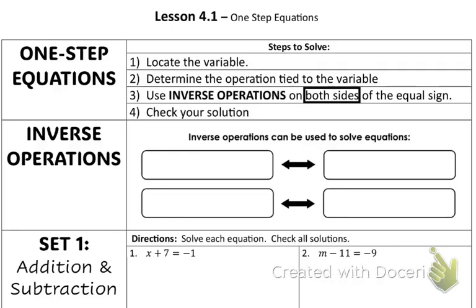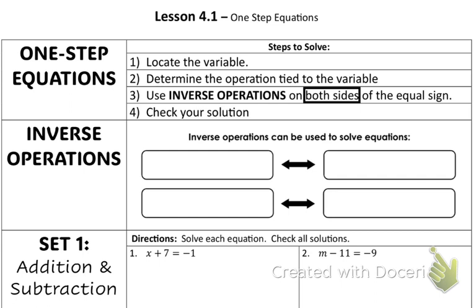One-step equations. Your job is to locate the variable. And as a reminder, a variable is just the letter. It's the letter we don't know the value of. So that's what a variable is. It's a number that we don't know the value of right now. So we're going to locate the variable.